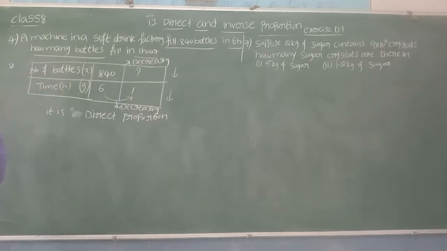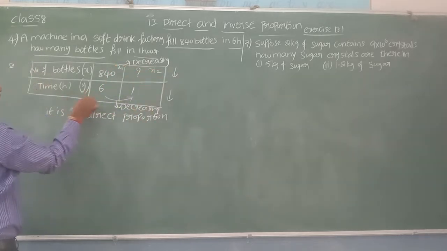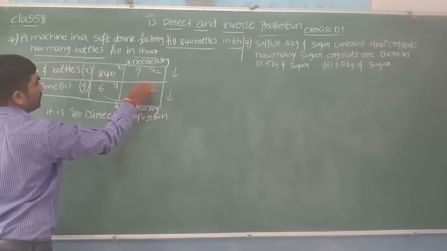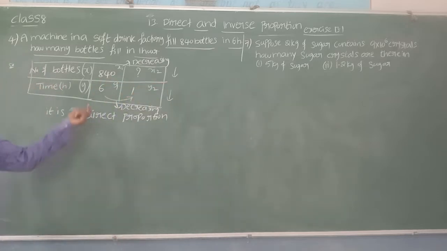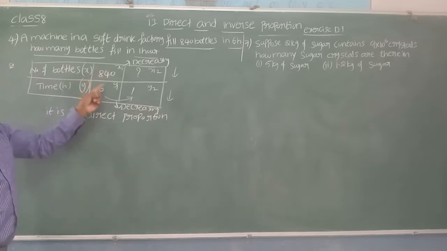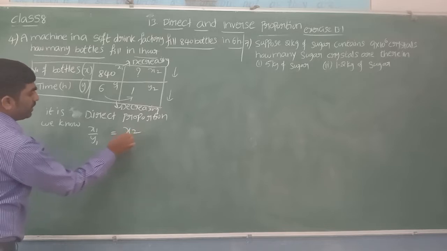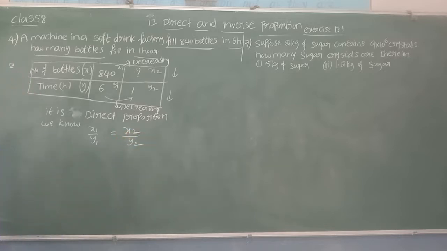And you know what will happen if the terms are in direct proportion? The terms corresponding to the first quantity x we will take as x1 and x2. The terms corresponding to y we will take as y1 and y2. When both the terms are decreasing or both are increasing, their corresponding values remain in the same ratio. With the help of that, we will try to find the unknown value x2.